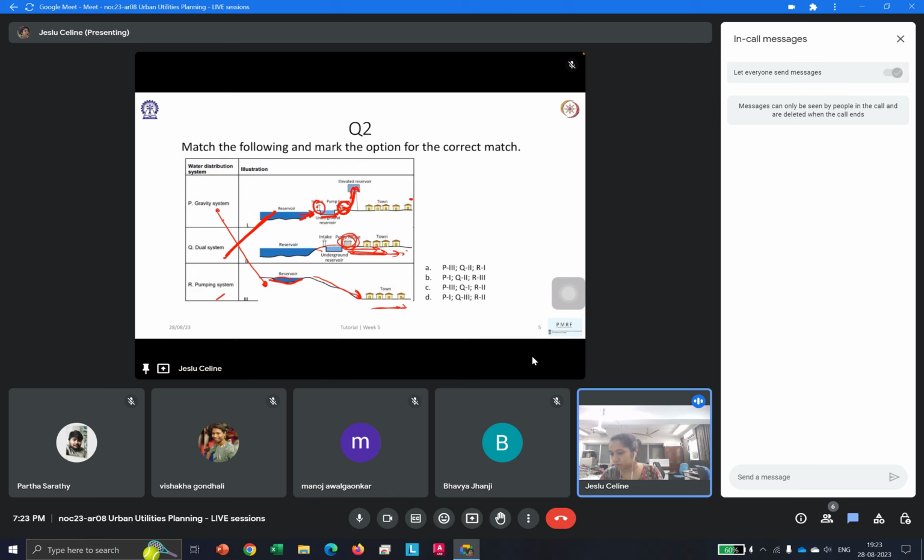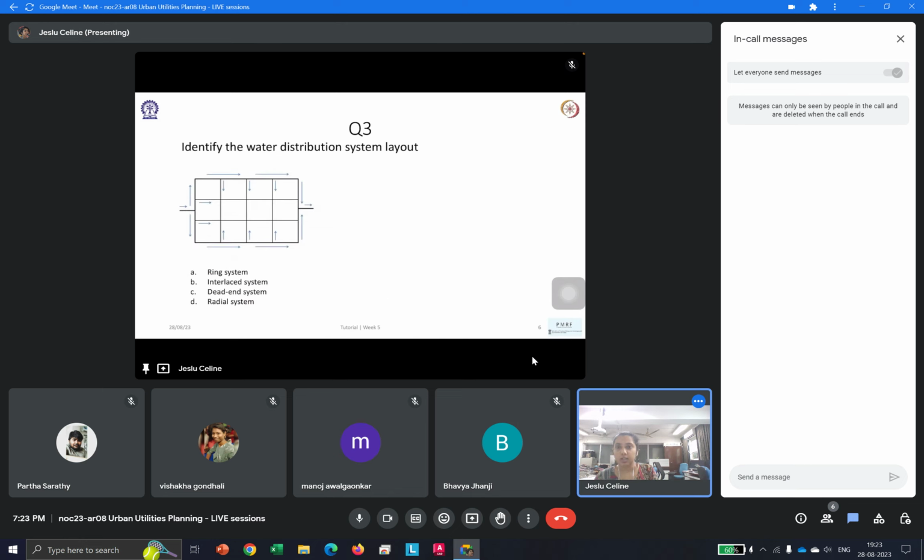Right. So what option will that work out to? So you have P is 3 and Q is 1 and R is 2. So option P. So this is the answer to this one. Right. Any doubts in this? No. Let's go to the next question.